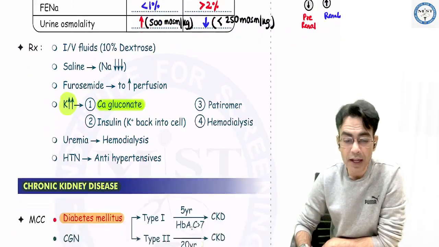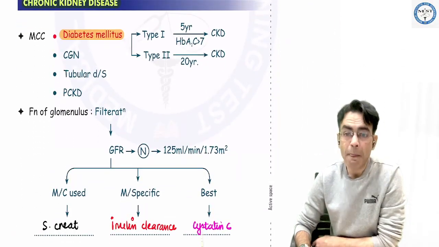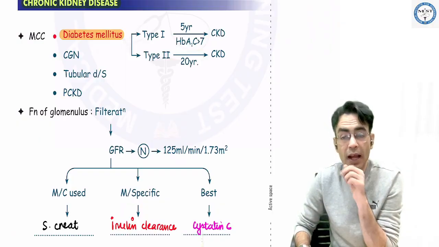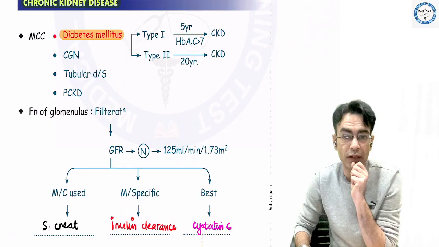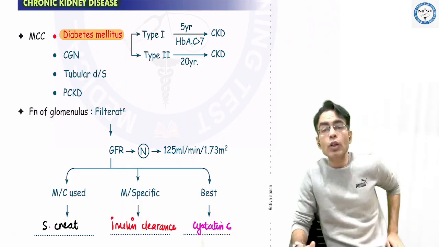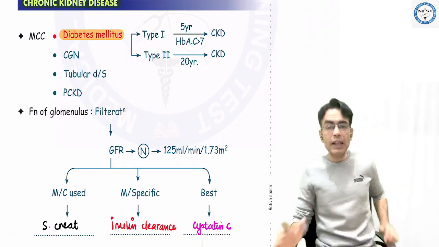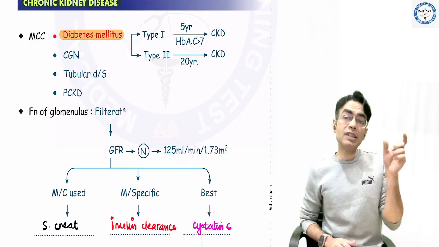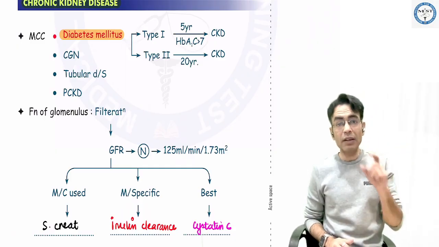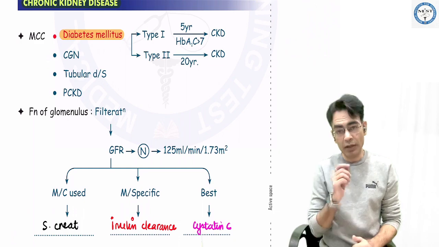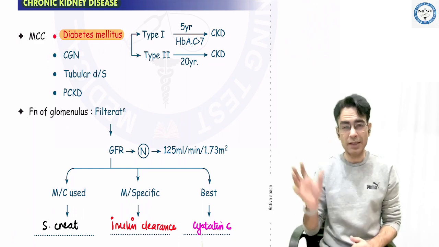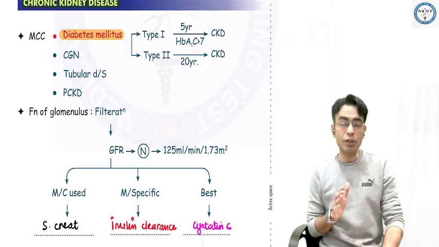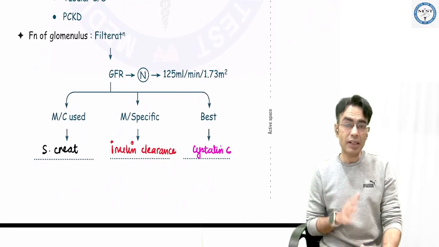This is your AKI. Now when we talk about CKD, look, in AKI we had 3 stages, in CKD we have 5 stages, and they are basically dependent on the GFR. So what is the most common cause of CKD? Diabetes mellitus. If somebody is having type 1 diabetes, it will take around 5 years if the HbA1c is continuously more than 7 to develop CKD. And for type 2 diabetes mellitus, it will take around 20 years if the HbA1c is more than 7 to develop CKD. The most commonly used technique to check GFR is serum creatinine.